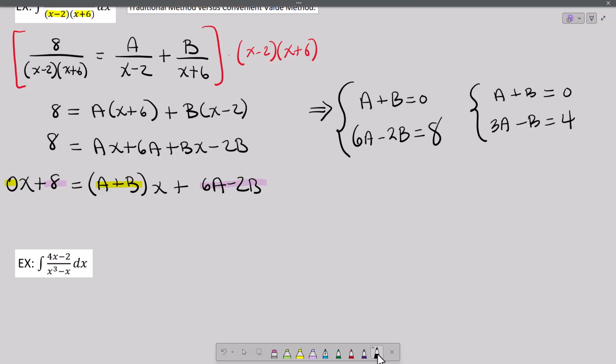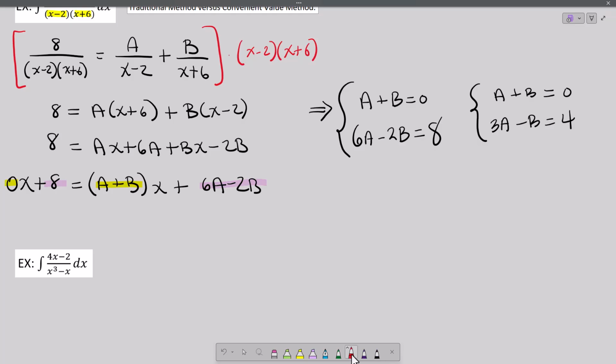In algebra, you learned 2 techniques. One was called substitution. One was called elimination. And we can use whichever technique is your favorite. It doesn't matter. If you use substitution, you solve for one of the letters in one of the equations and then plug it into the other equation and then back substitute to get the original. So if you do substitution, you can do it that way.